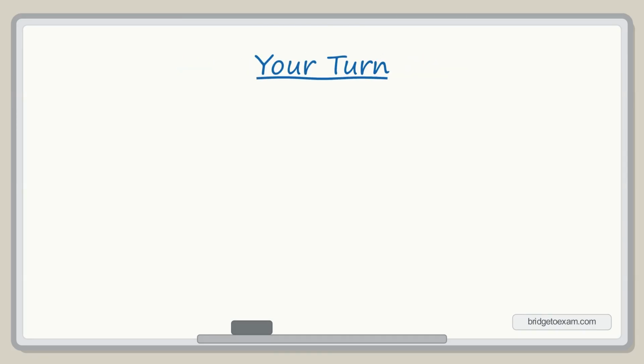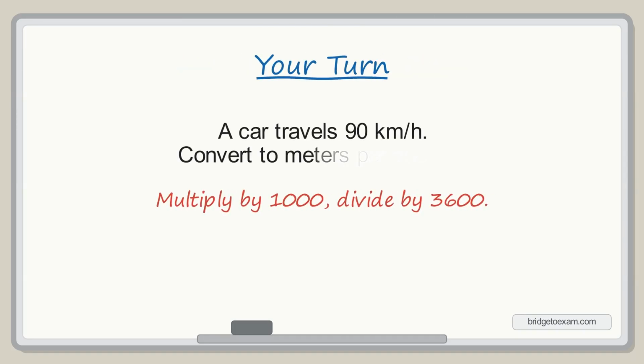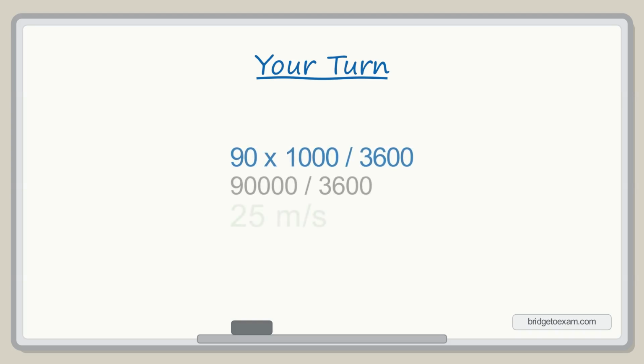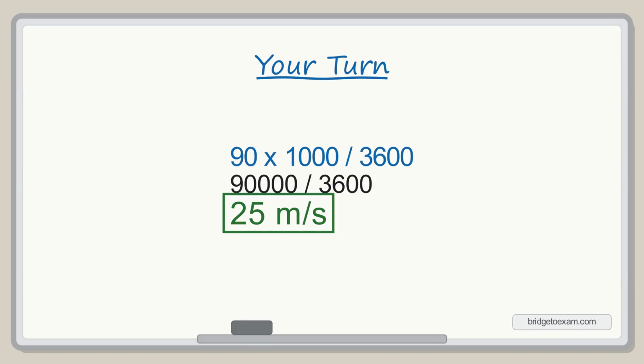Your turn. A car travels at 90 kilometers per hour. Pause and convert the speed to meters per second. 1 kilometer is 1,000 meters, and 1 hour is 3,600 seconds. So 90 times 1,000 divided by 3,600 equals 25 meters per second.